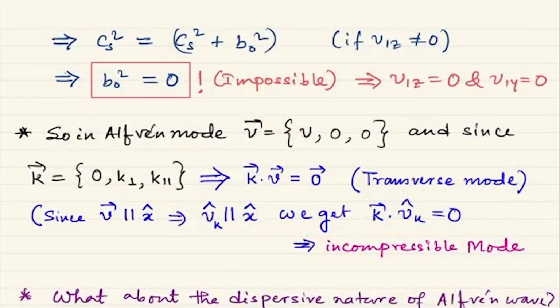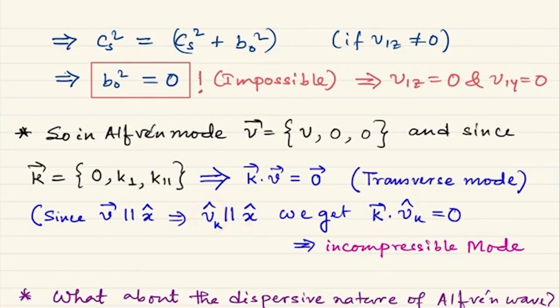Just to tell you that transverse simply means that the particle velocity and the propagation direction are mutually perpendicular. As this is the case, k dot v is also equal to 0. It simply says that v is perpendicular to k. In our case v is parallel to x, as we saw, and so the Fourier component of v is also parallel to x.